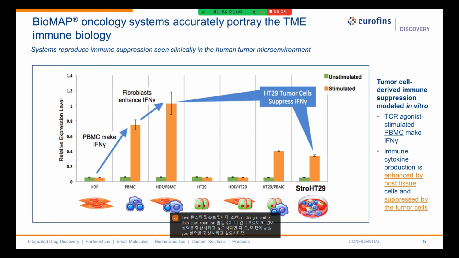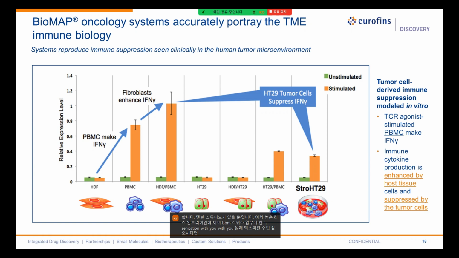Just going from left to right, human dermal fibroblasts alone, when they're stimulated with an appropriate stimulus, so that, for example, a T-cell receptor agonist, they do not produce interferon gamma. PBMCs, on the other hand, do. So you see a nice induction of interferon gamma production. When you mix PBMCs with fibroblasts, that production of interferon gamma can be accentuated even further.